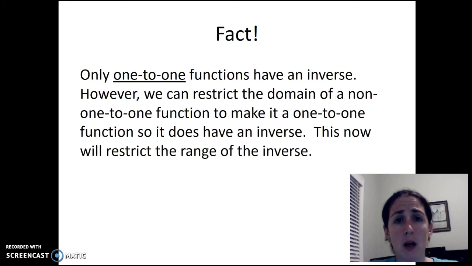Now here's a fact for you. Not every function has an inverse. You can't always undo everything that you have done in a function sense. Turns out only one-to-one functions have an inverse. Well, think about that for a second. We can still undo the square, right? X squared. What undoes squaring? Square root. But you can only take the square root of a positive number. So we start having restrictions on this. So we can restrict the domain of a non-one-to-one function to make it one-to-one so that it does have an inverse.